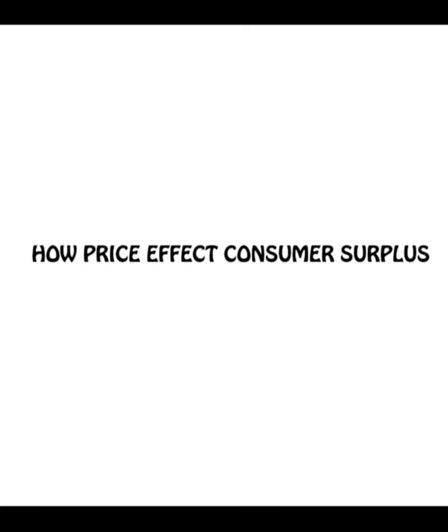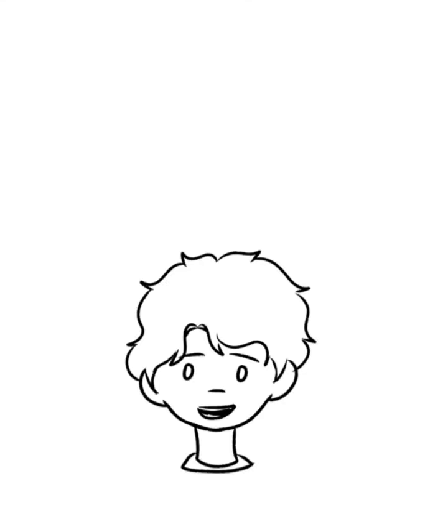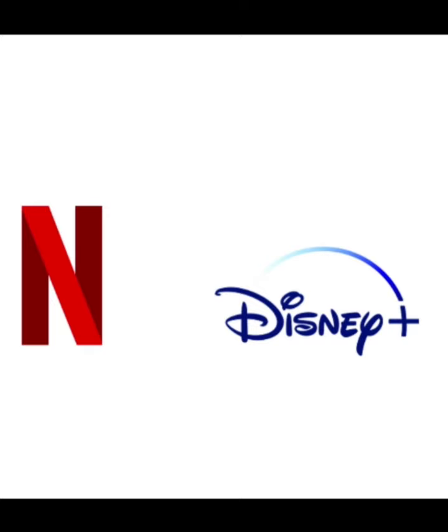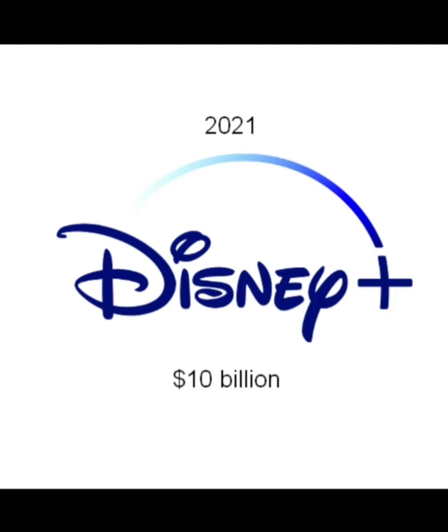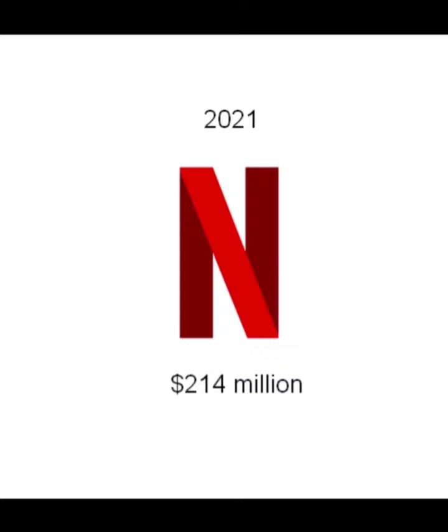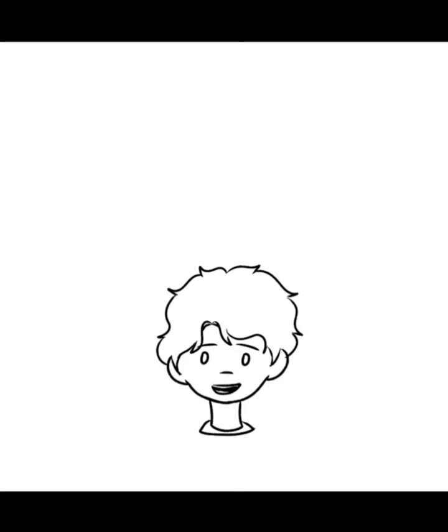Now, let's see how price affects consumer surplus. In this part of the video, we're going to use real data from Netflix and Disney and compare the two. In 2021, the Netflix monthly subscription price was around $10, while the Disney Plus subscription was around $8 a month. Yet, the willingness to pay for Disney Plus is twice that of Netflix, as seen in this graph here. In 2021, Disney Plus profited $10 billion. Yet, in the same year, Netflix only profited around $214 million. For easier explanation, you can see this graph here.